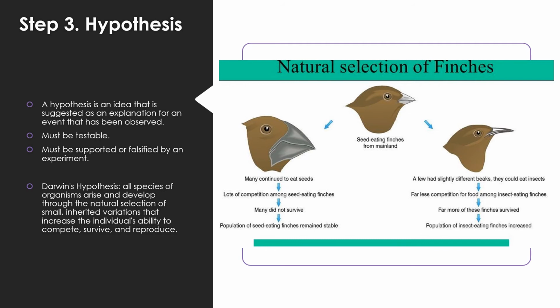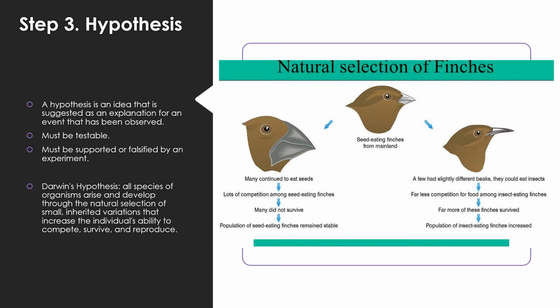Lots of competition among seed-eating finches. Many did not survive. Population of seed-eating finches remained stable. Therefore, these finches that were eating seeds with the larger bills had adapted to be more successful than the seed-eating finches from the mainland because their bodies were more suited for it.